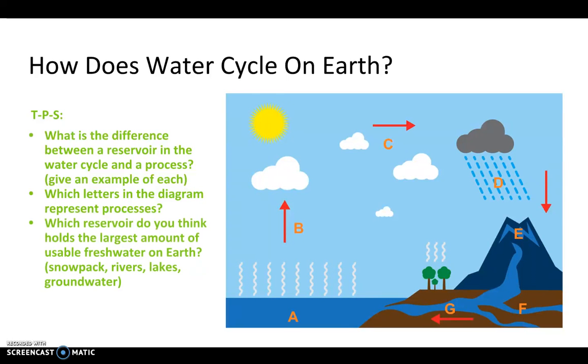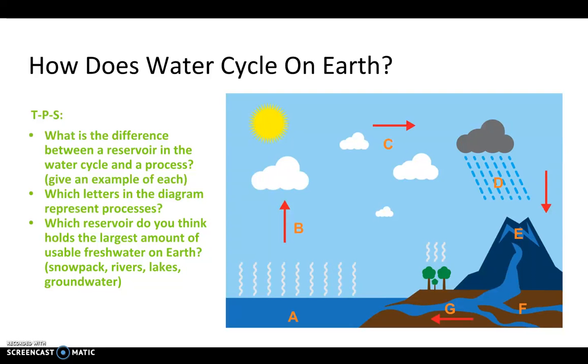Okay, so normally we would do this as a think, pair, share, but since I'm not there to facilitate, what I'd like you to do is to do it as more of a write, pair, share. So answer these questions in green in your notebook. So what is the difference between a reservoir in the water cycle and a process? And then give an example of each.